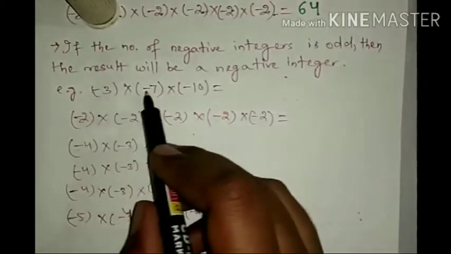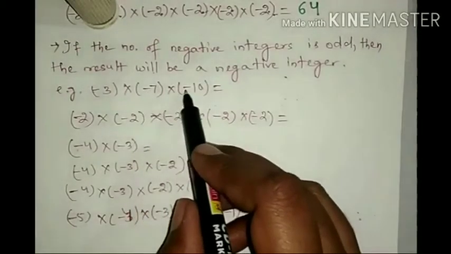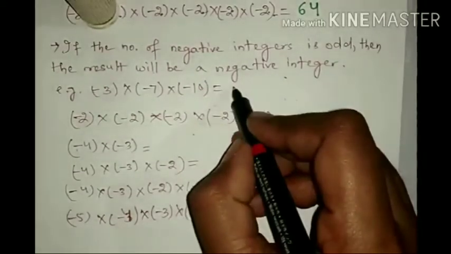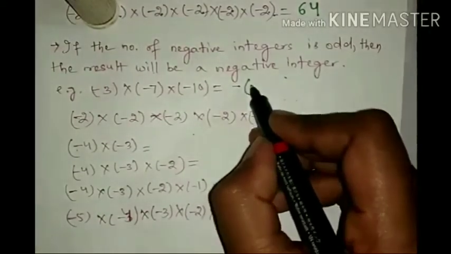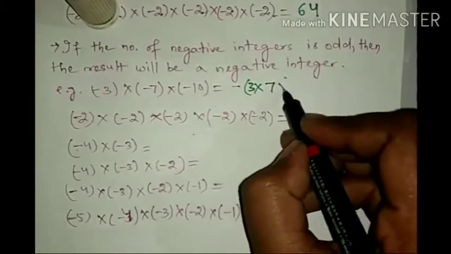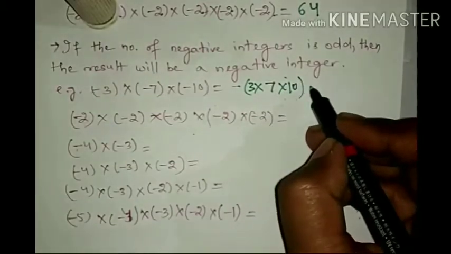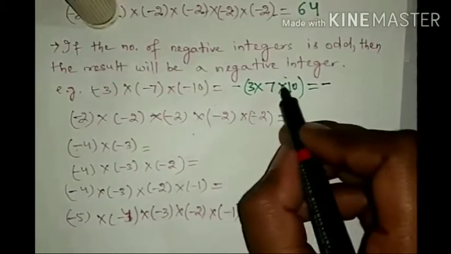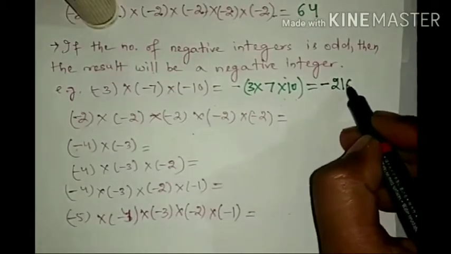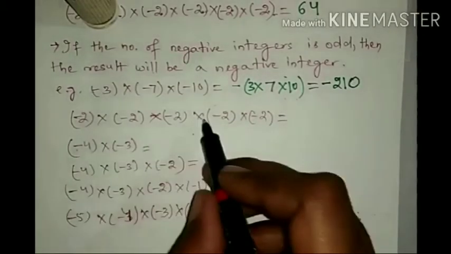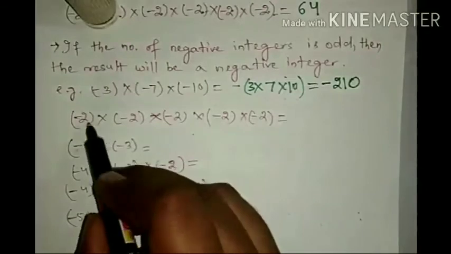So minus into minus is plus, plus into minus is minus. So you put minus, then 3 into 7 into 10. So equal to minus: 3 sevens are 21, 21 tens are 210. Like this, we can also write this one.